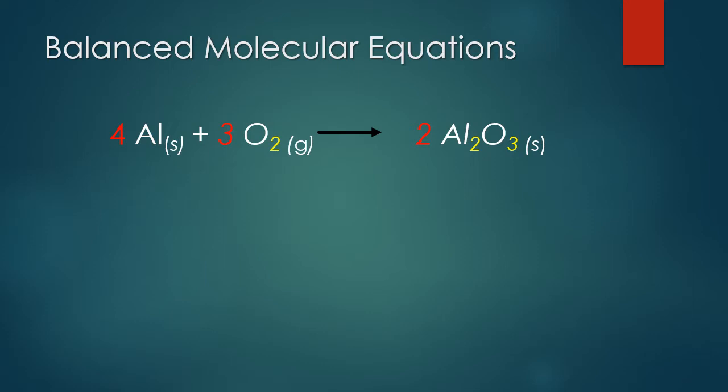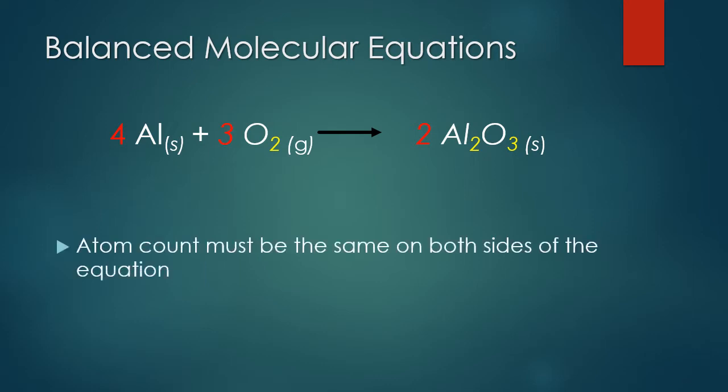The next few questions ask you to write a balanced molecular equation, a balanced ionic equation, and a net ionic equation. So in case you haven't covered this in lecture yet, I wanted to explain a little bit on how to balance molecular equations. So here I have an example of a balanced molecular equation. So how do you go about balancing it?